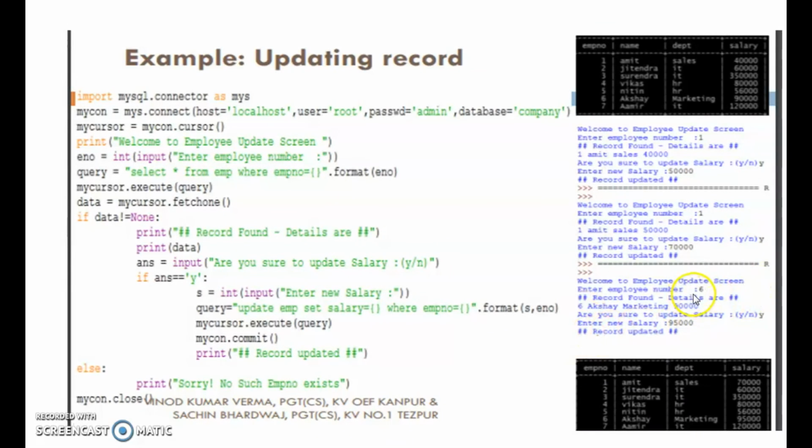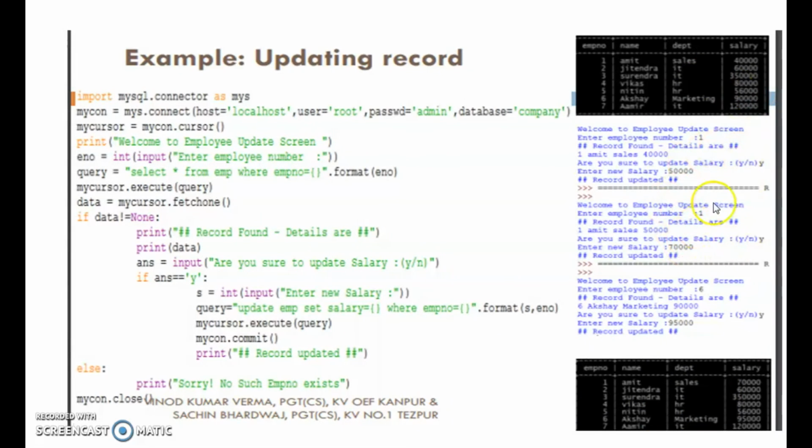Here employee number 6. So the record 6 details: Akshay, marketing, 90,000. Are you sure to update salary? Yes, then enter new salary 95,000. Then record updated. See, this is the previous database.